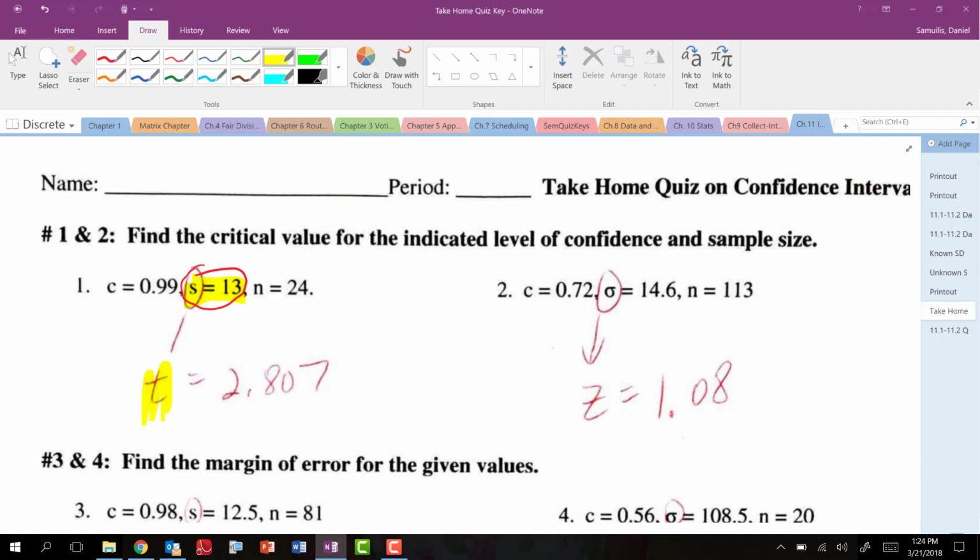It's going to be Mr. Samuelis and little Danny. Hi, Mr. Samuelis. Hi, Danny. You're such a good student.